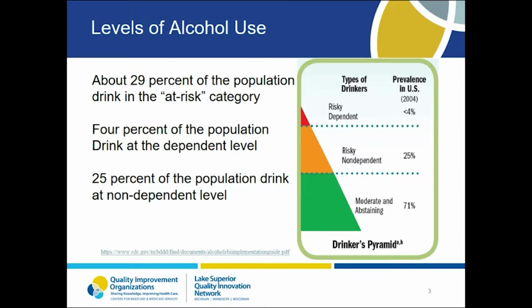Most people, about 71%, actually drink at moderate levels and can be encouraged to continue this pattern of use. It's the remaining 25% who are the ones we want to focus on in primary care. These are the risky, non-dependent drinkers who tend to benefit the most from brief interventions in the primary care setting.